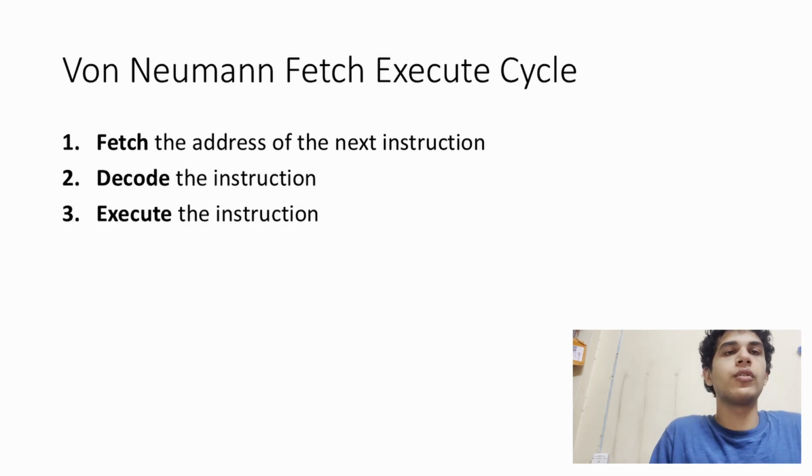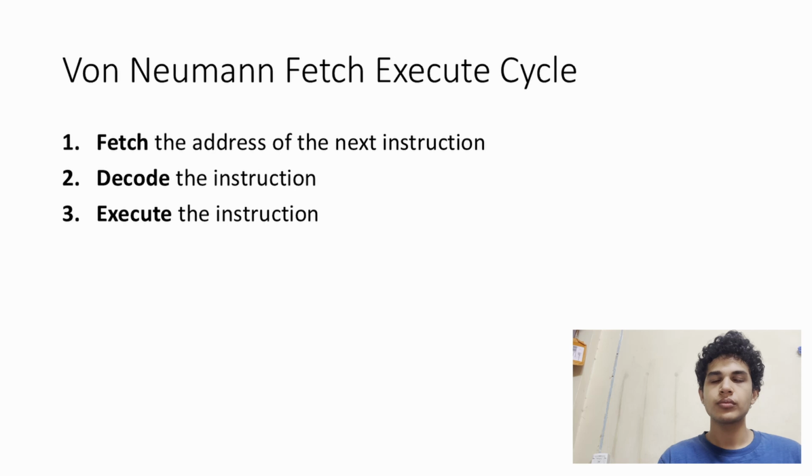The third part of the von Neumann fetch execute cycle is to execute the instruction. How this works is that the instruction is received by the control, which gives signals to the different parts of the CPU as to how to operate, whether some bits are to be read, some bits are to be written, some bits are to be transferred, which operation by the ALU is meant to be carried out, and that is the execute process.